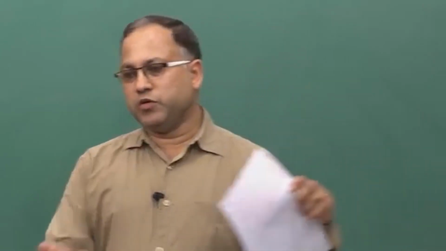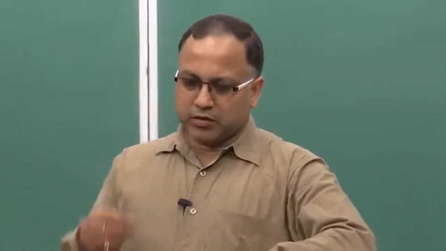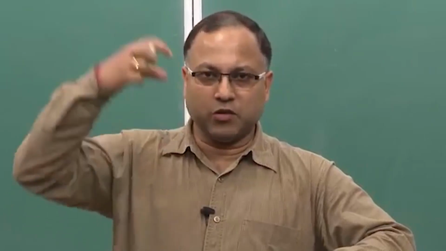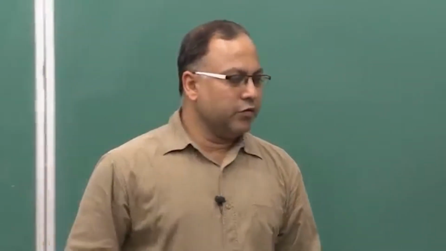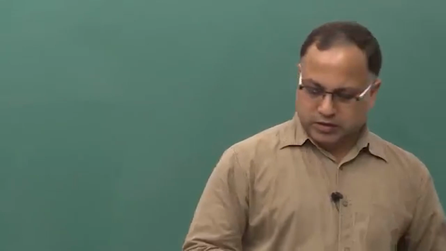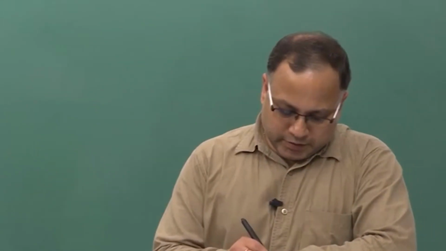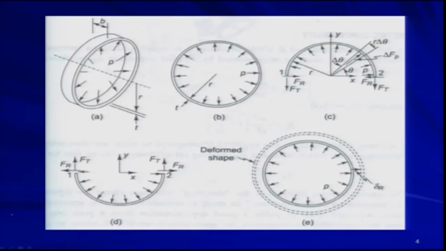Welcome back to the course Mechanics of Solids. In the last lecture we stopped when we were discussing the thin walled pressure vessel, or the hoop. So basically, we considered this kind of hoop, where B is the width, R is the internal radius and T is the thickness, and you have all round uniform internal pressure, say small p.